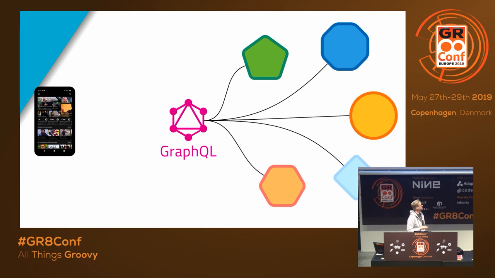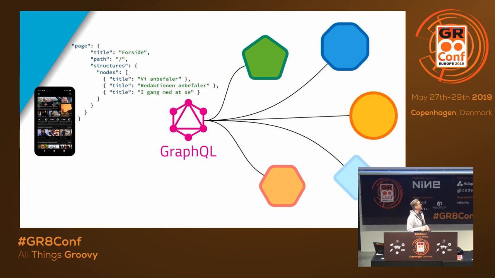Let's for example say that the green one is a service that's responsible for pages, and the yellow one is the one that's responsible for structures. So the GraphQL server can actually send asynchronously a request to both of these services, get the response, stitch them together, and then hand back a response to the client.